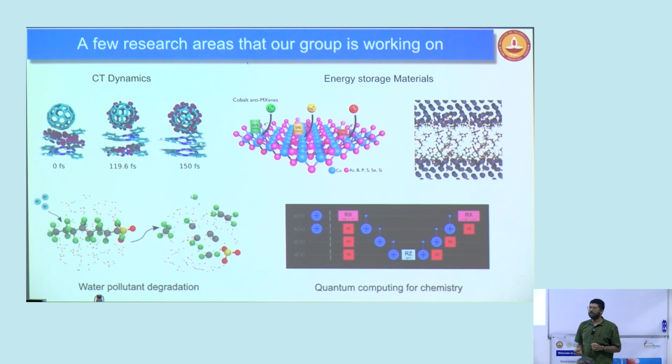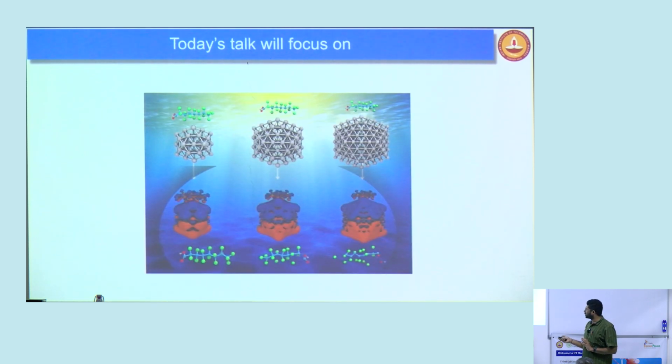In addition to that, we also look into various materials as well as methods in order to simulate water pollutant degradation. And finally, we have also started to use quantum computers in order to simulate molecules. So in today's talk, our major aim will be to understand a little bit about how we use nanoclusters in order to degrade perfluoroalkyl substances. Essentially, these are water pollutants. I will explain a little bit more about them.